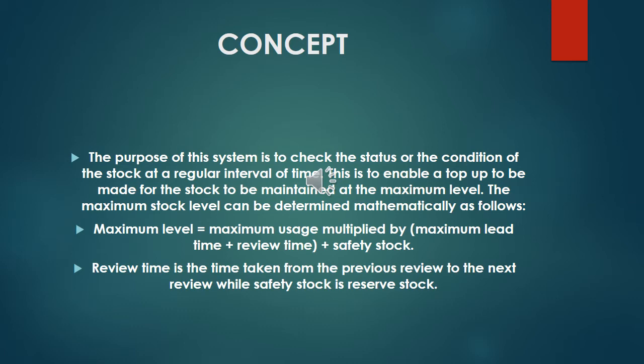Remember, this system is used and inventory is counted at a specific time interval. What we said, time is fixed, but the order quantities are not fixed. That's what we call the periodic review system.